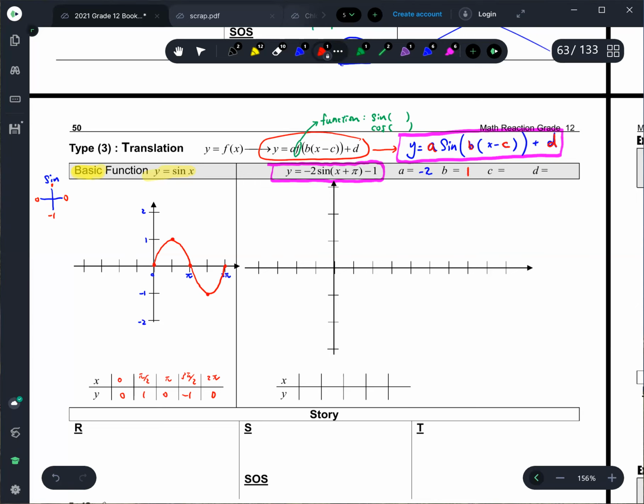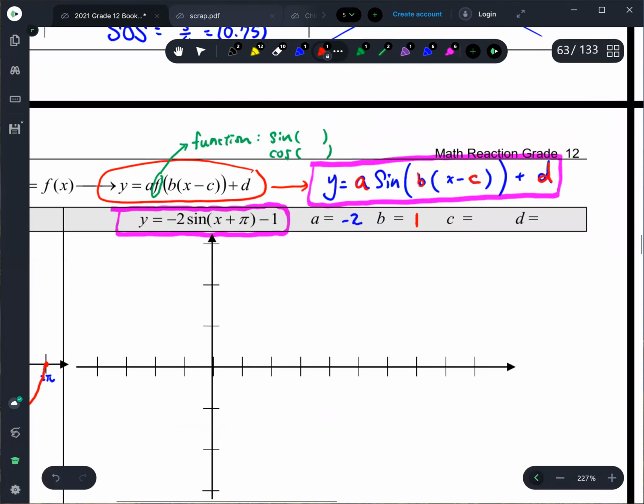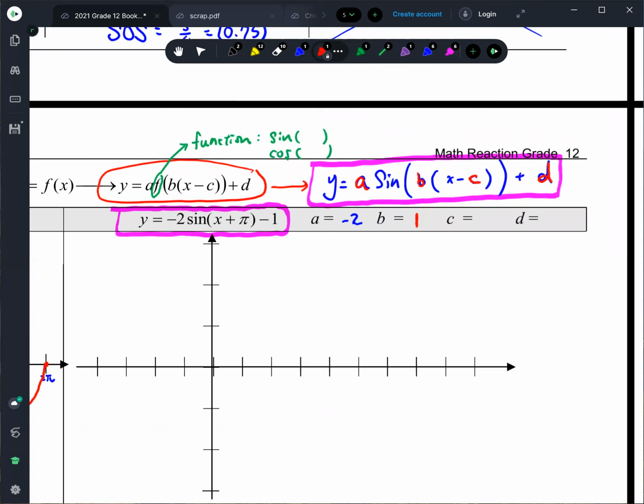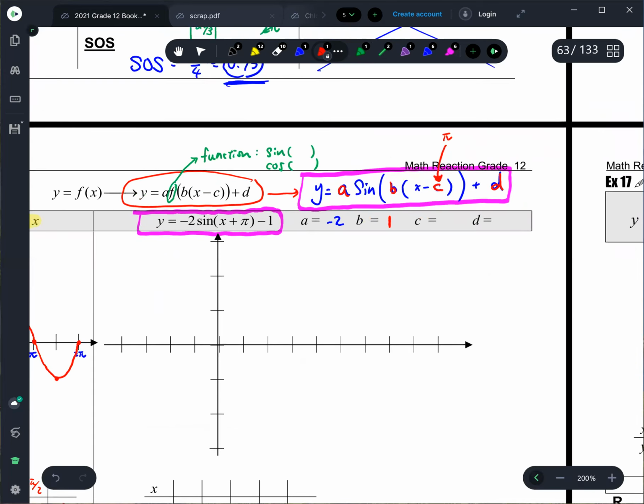Okay, and then value for C. Okay, Nick, what do you think? What's the value for C? I put pi. Pi. Okay, so let's think about if it works, right? If the C is pi, if I replace C with pi, then inside the bracket, it will look like X minus pi.